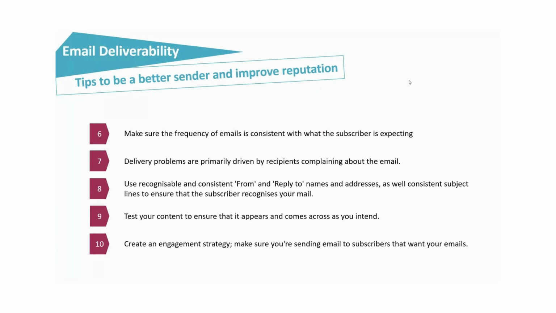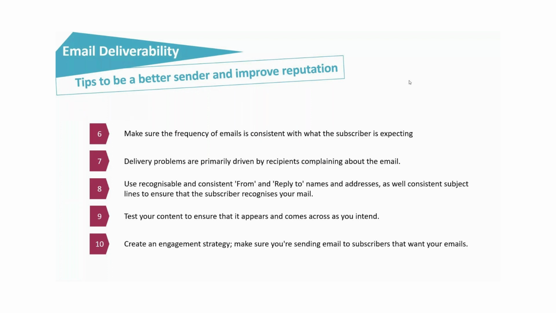Delivery problems are primarily driven by recipients complaining about the email. You should use recognizable and consistent from and reply names and addresses. The from is obviously the email address the campaign comes from. So if you send from marketing at or Dave at or whatever it might be, you should be consistent with that. It should be relevant as well. It should make sense. Be consistent with the subject. Ensure subscribers recognize your mail.